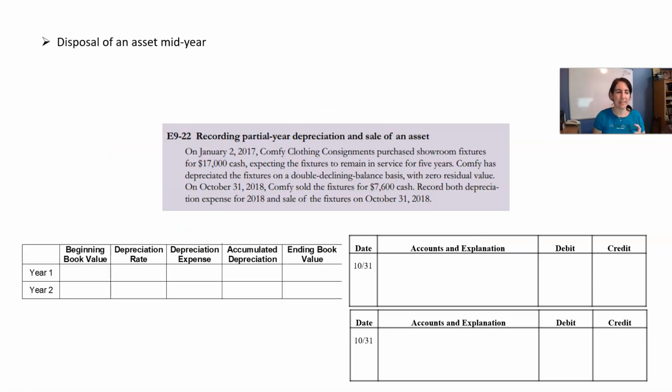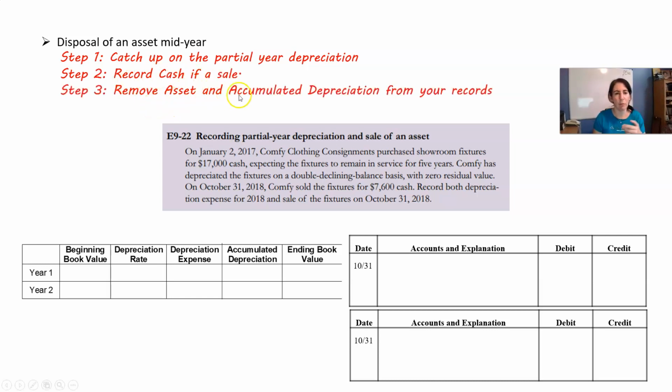Now, what happens if we get rid of an asset mid-year? It happens. Not everybody's disposing of things on December 31st. This is pretty normal. Remember we did that partial year calculation of depreciation earlier? Let's do the same thing here. Disposal of an asset mid-year. The first thing we have to do is catch up that partial year depreciation. If we use an asset for part of the year but don't depreciate until the end of the year, then we need to record the depreciation for the time period where we did use the asset. Step 2, record the cash. Step 3, remove asset and accumulated depreciation. Step 4, record gain or loss. Steps 2 through 4 should look pretty familiar because we've been doing those.